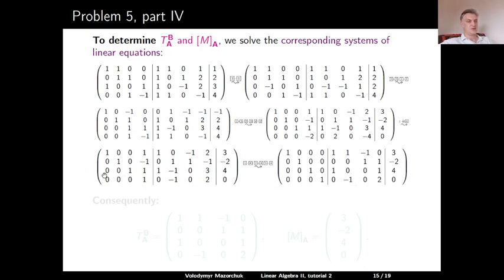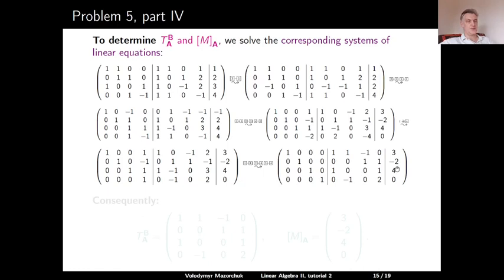Row 3 becomes 0, 0, 1, 0, 1, 0, 0, 1, 4. Row 2 becomes 0, 1, 0, 0, 0, 0, 1, 1, minus 2. And row 1 becomes 1, 0, 0, 0, 1, 1, minus 1, 0, 3.